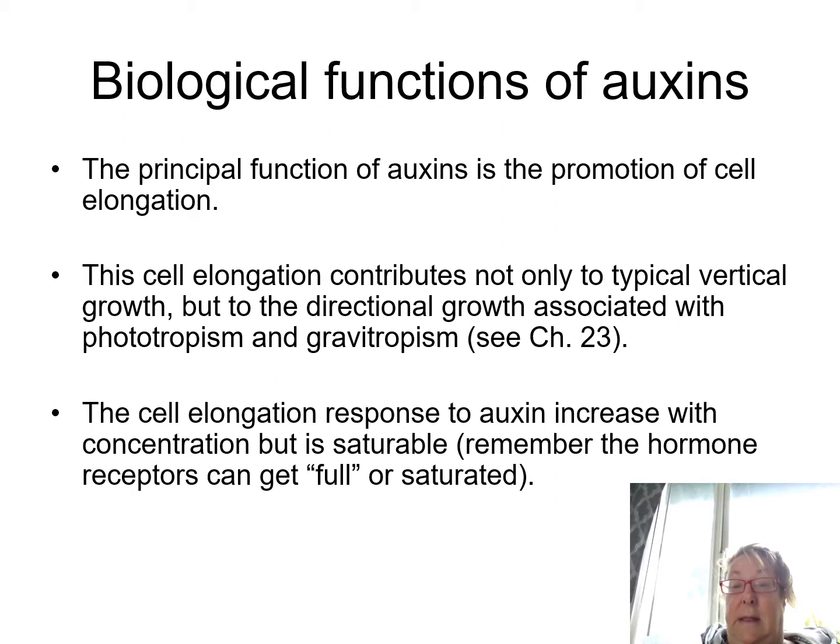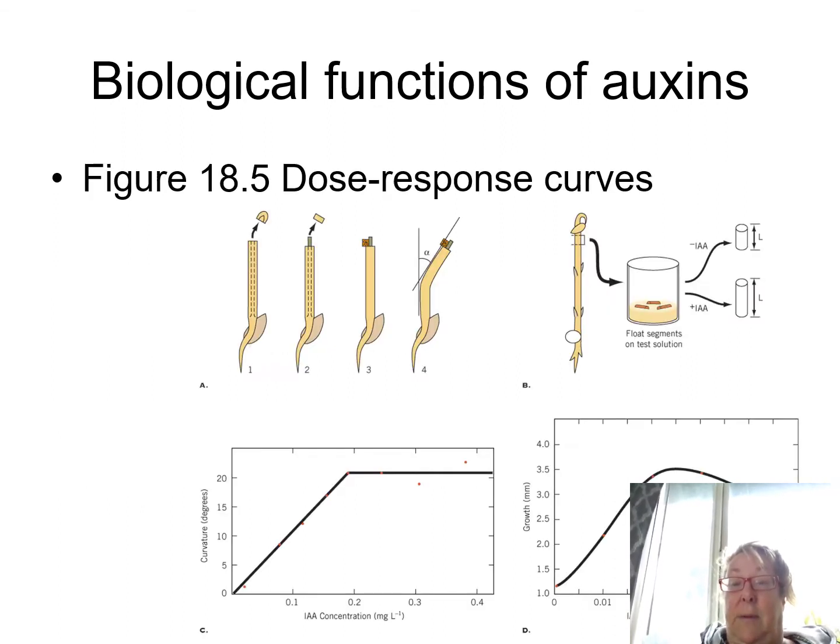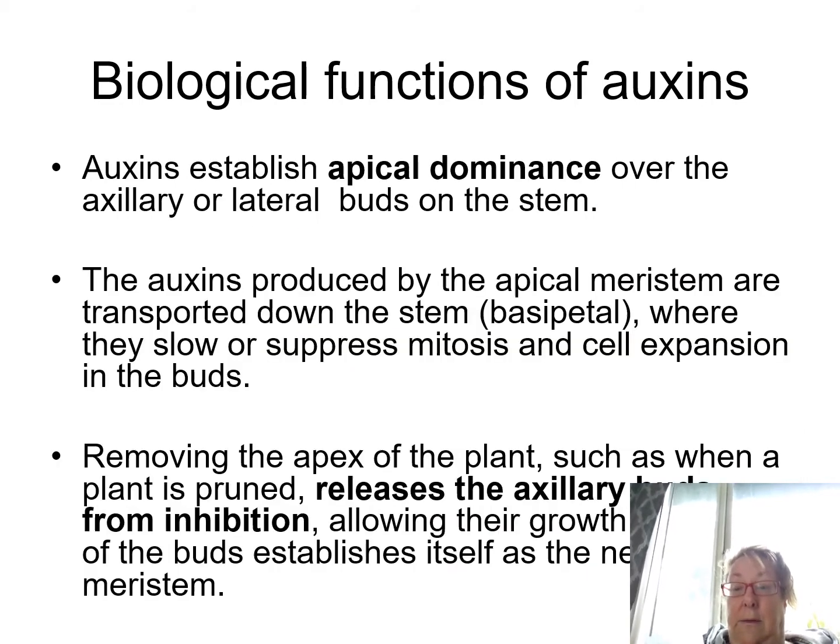It causes mainly acid growth through what's called the acid growth hypothesis. If you put cut segments of a seedling into water, they do not stretch, whereas if you put them in water with auxin, they do stretch, and the previous slide showed a typical dose response curve.